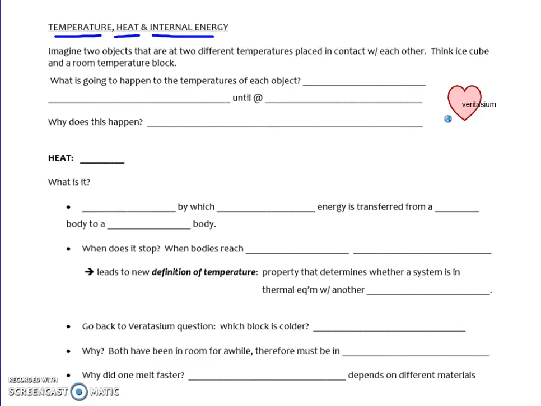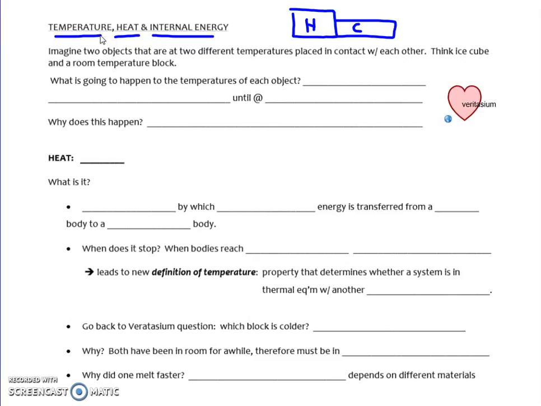Imagine two objects that are of two different temperatures placed in contact with one another. So I can try to illustrate this. Here's one object. We'll call it H for hot, and we put it in contact with something that's, let's say, C for cold. Okay? Or you can think of an ice cube and a room temperature block. Right? Place an ice cube on a table or whatever. What is going to happen to the temperatures of each object? Okay? When they're in contact, and they don't have to be in contact, but that's the easiest thing to visualize.